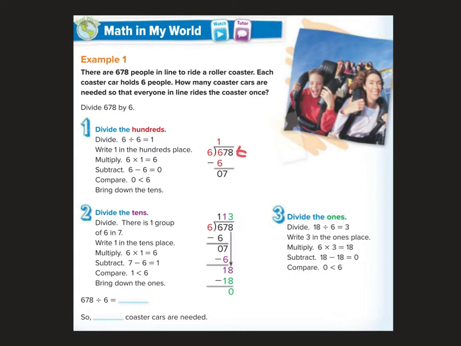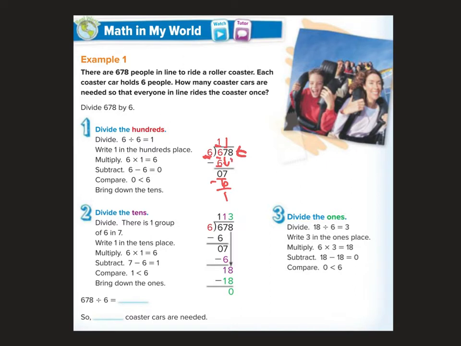the division house. So first I'm going to do 6 divided by 6 is 1. Then I'm going to multiply. 6 times 1 is 6. And subtract. 6 minus 6 is 0. Bring it on down. Then bring it back up to divide. 7 divided by 6 is 1. Multiply. 6 times 1 is 6. And subtract. 7 minus 6 is 1.